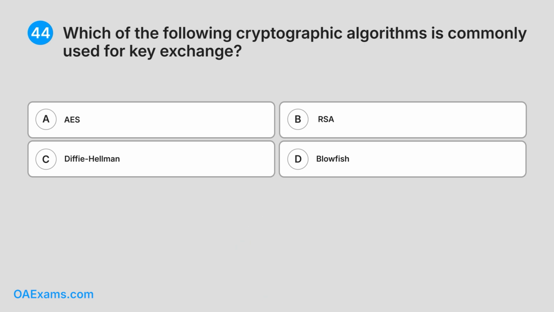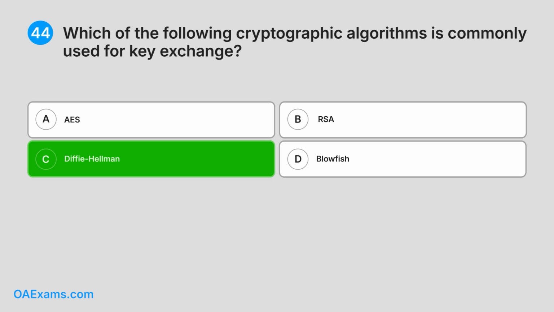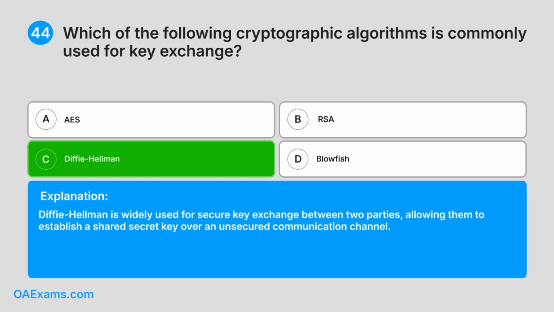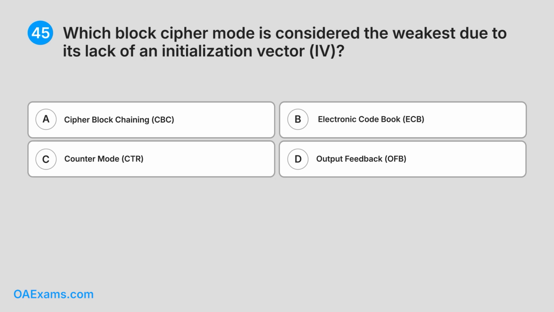Correct answer. C. Diffie-Hellman. Explanation. Diffie-Hellman is widely used for secure key exchange between two parties, allowing them to establish a shared secret key over an unsecured communication channel.